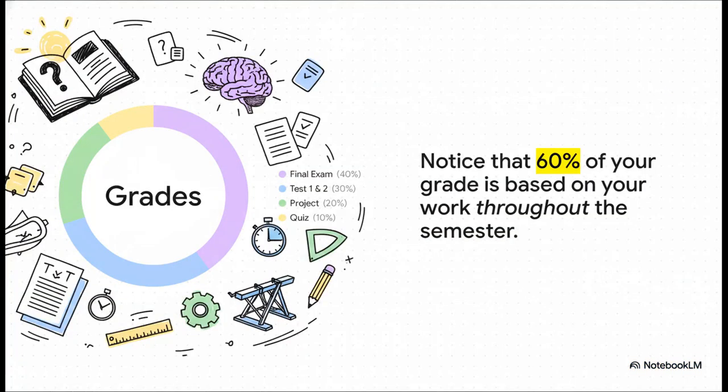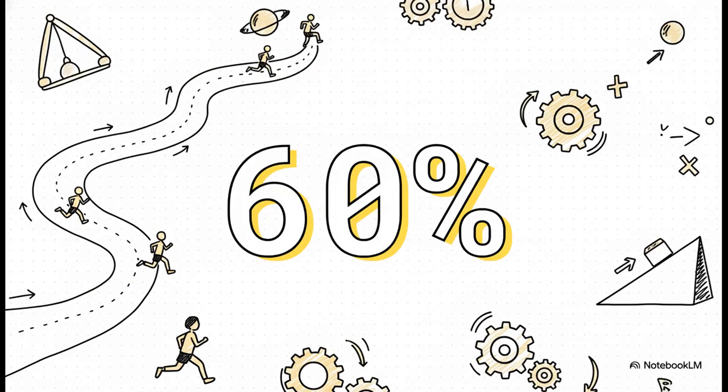Let's take a look. Now, yeah, the final exam is a pretty big chunk at 40%, but look at everything else. You've got a test at 30%, a project at 20%, and quizzes making up that last 10%. All of that together is the majority of your grade. So here's the really important takeaway. A massive 60% of your final grade comes from continuous assessment. What does that mean? It means your steady, consistent effort throughout the whole semester is what really counts. This is definitely a marathon, not a sprint.